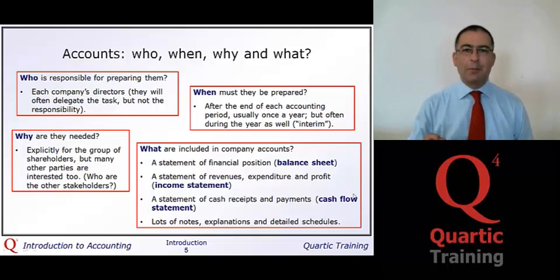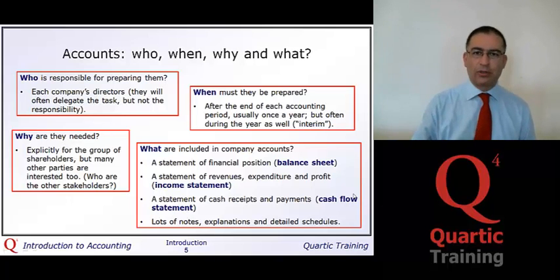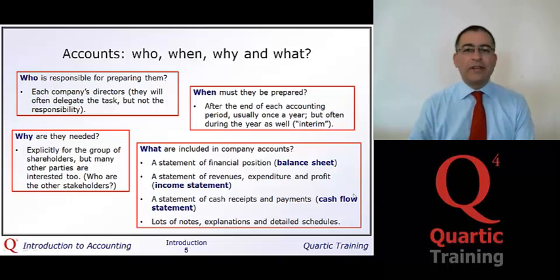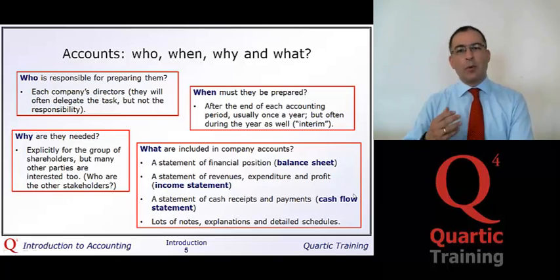The directors of a company are responsible for ensuring that the accounts are produced and published within the suitable timescale. When must they be produced? I've already said accounts need to be done every accounting period. So every year end, if a company has a year end at the 31st of December, they would need to show the accounts for that financial year.